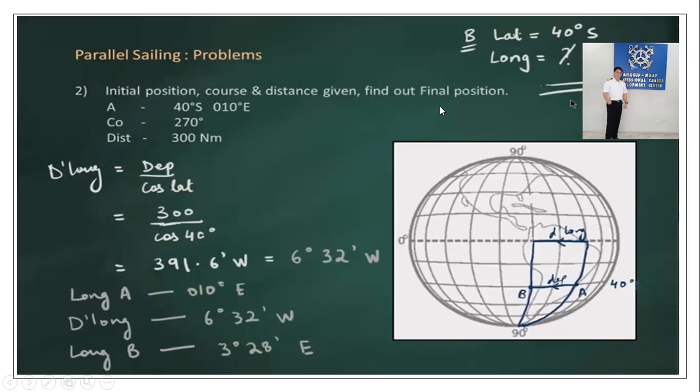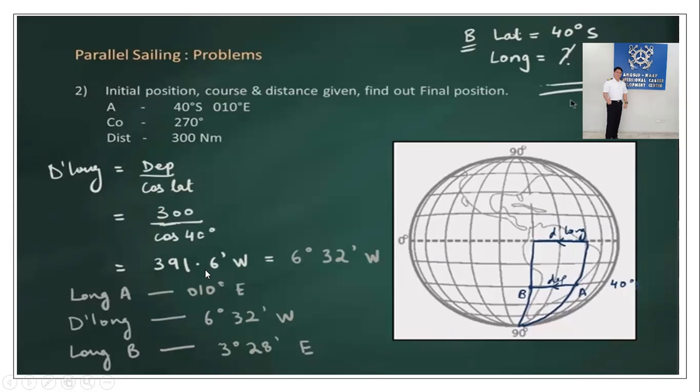So with the required, you have to solve for the d long. Derive the formula: d long is equal to departure over cosine latitude. Why do we use this formula? Because 300 is given, and the latitude of the point of departure is also given, which is 40 degrees. So 300 divided by cosine 40 degrees is equal to 391.6 minutes west.